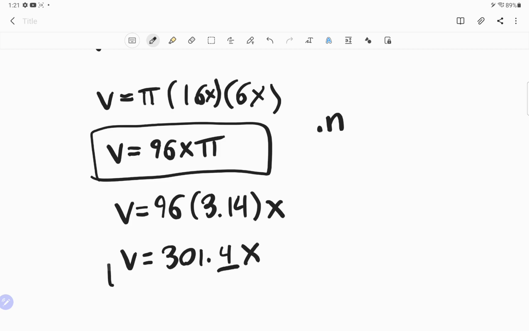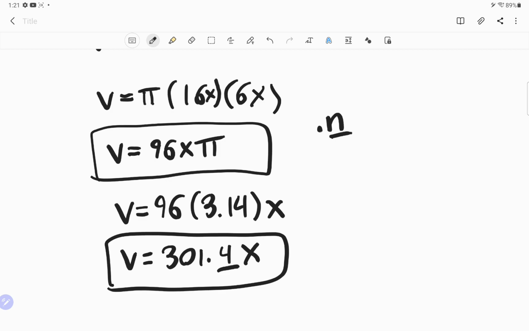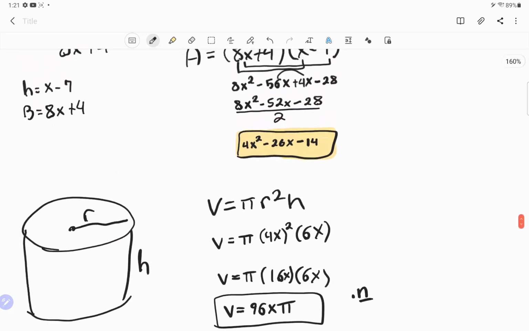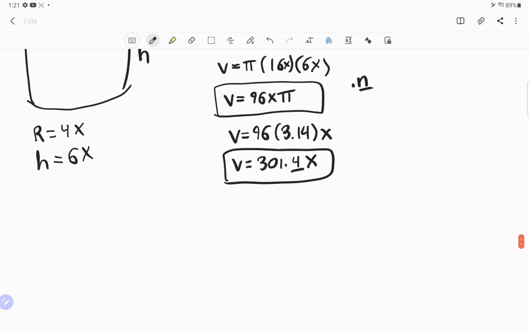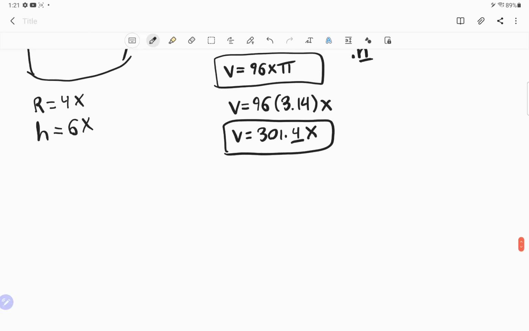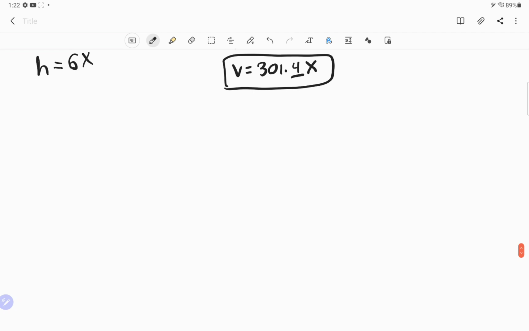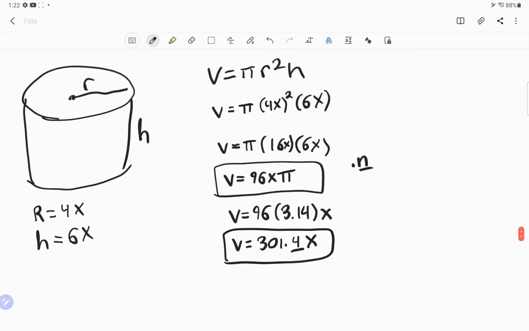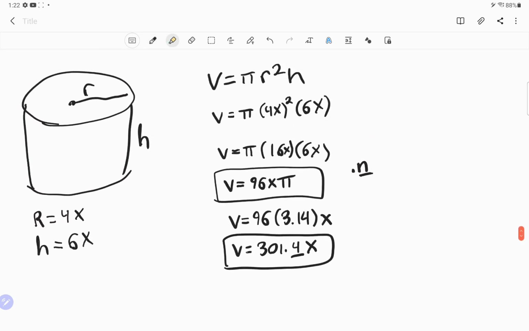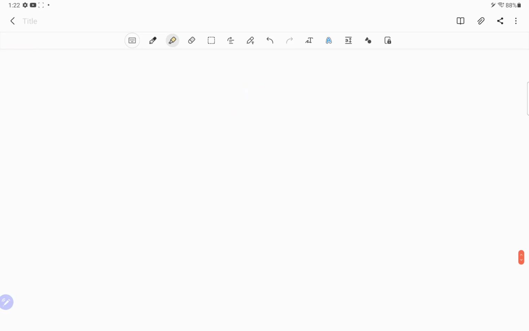x cubed. Because it said to round to the nearest tenth, we're going to leave it like that. The previous one didn't even ask, so I'm not going to bother for that one, but this one did. It said that you need to round to the nearest tenth, so that's exactly what I did. And that should be your final answer for the problem. There we go. Now we're going to move on.